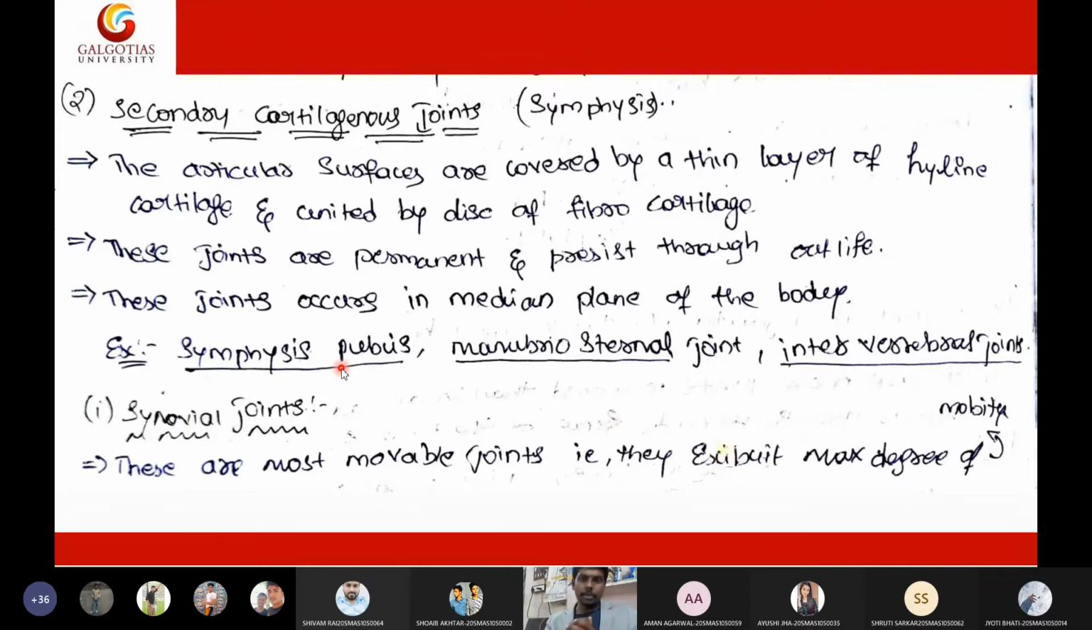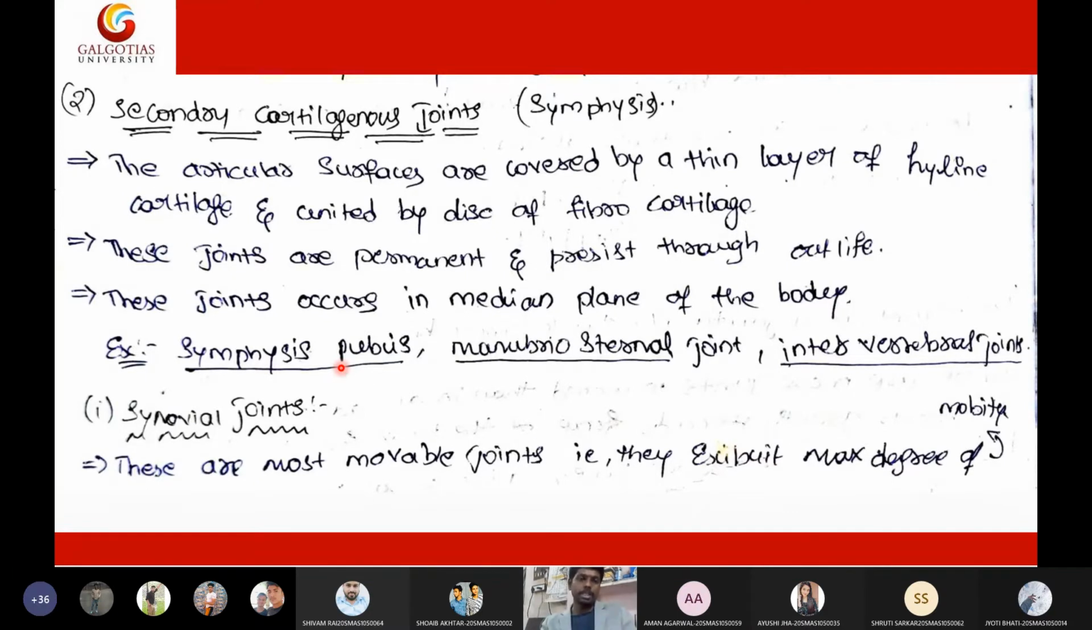So these are the three examples of secondary cartilaginous joints. They include symphysis pubis, manubriosternal joint, and the intervertebral discs. Whereas primary cartilaginous joints are joints which are in a cartilaginous state in the beginning, and eventually they become bone. Such joints are called primary cartilaginous joints, and they are present in the long bones of a growing child, in the top and bottom portions of the long bones.